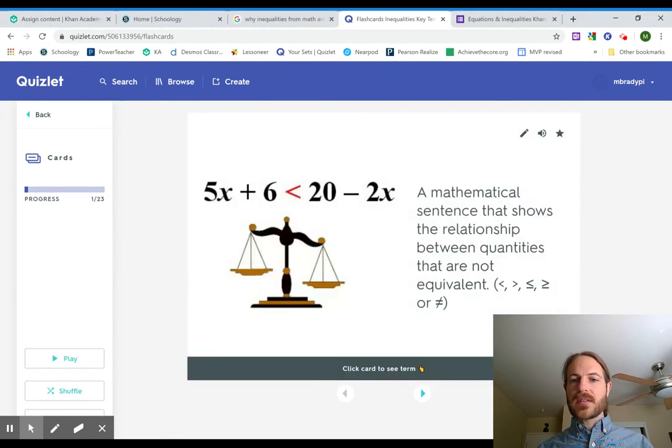So inequalities are anything in math that shows the relationship between two things. 5x plus 6 is one thing, versus 20 minus 2x is the second thing. And in the middle, you have a symbol. So in this case, we're saying 5x plus 6 is less than 20 minus 2x. So an inequality is anytime you see a statement, or it's called a math sentence like this.